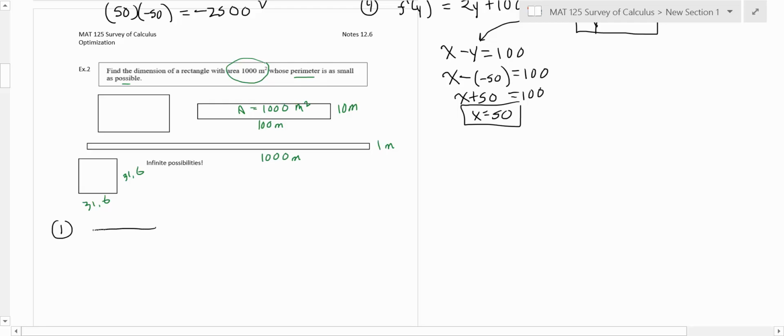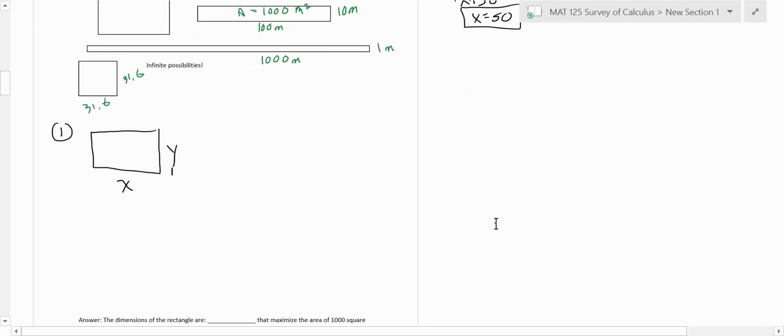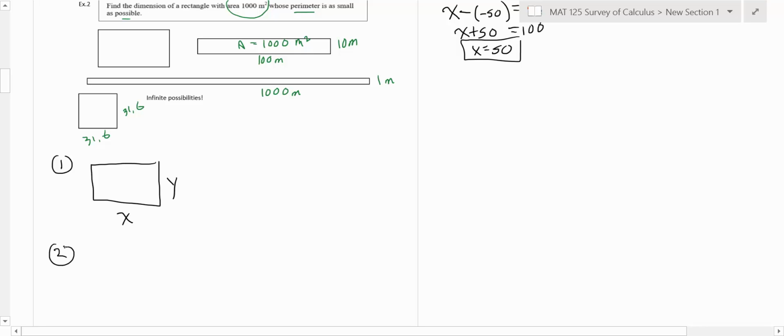So step one, let's just draw a rectangle and label it. You can use whatever variables you want. You can use X and Y. You could use L and W, whatever you want. Step two, we're going to see if we come up with some equations. First of all, how do you find the perimeter of this rectangle? Just add everything up. So the perimeter, and this is going to be a function of two variables, would be x plus x is 2x, y plus y is 2y.